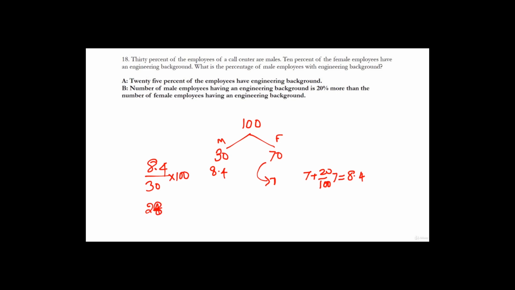So 28% of the male are engineers. Now statement 1 also gives an answer, statement 2 also gives an answer. Individually both of them give the answer. So we have to mark the option: either statement A or statement B individually can provide the answer for the question.